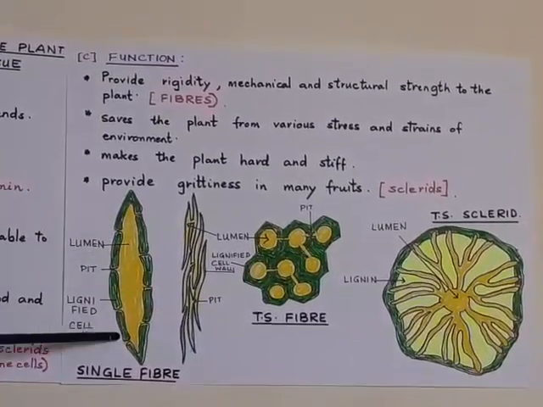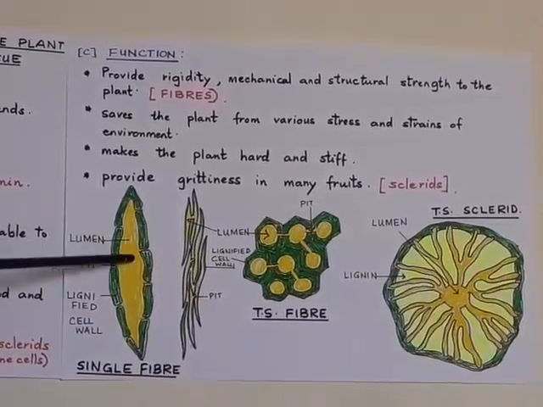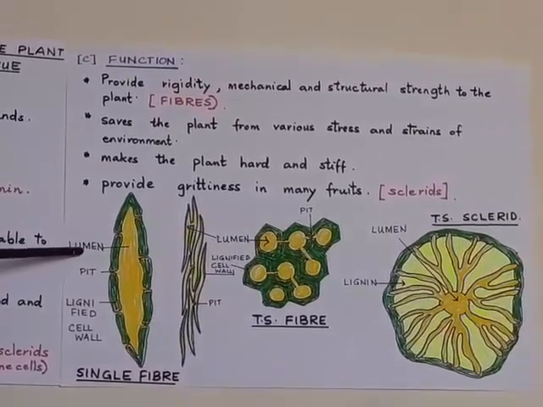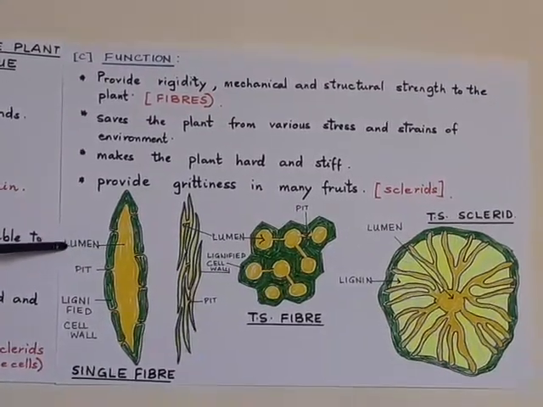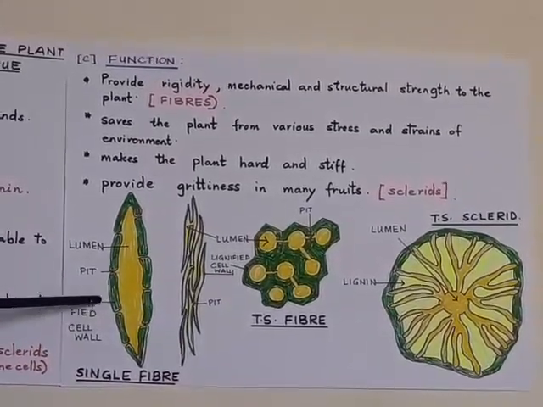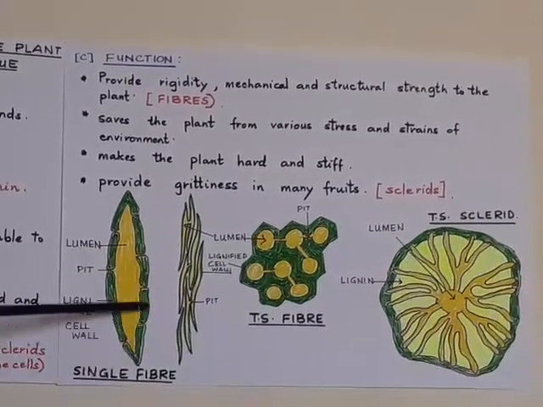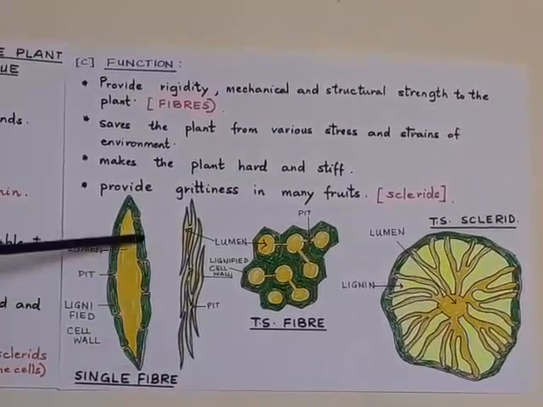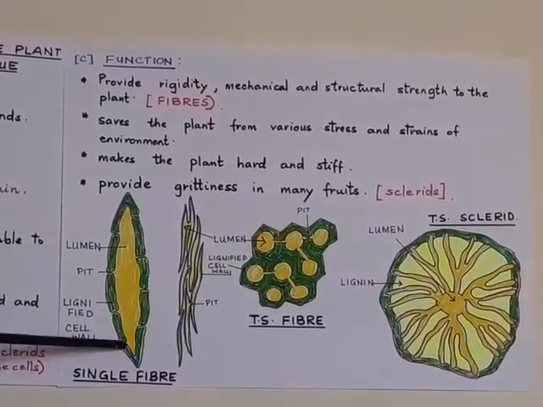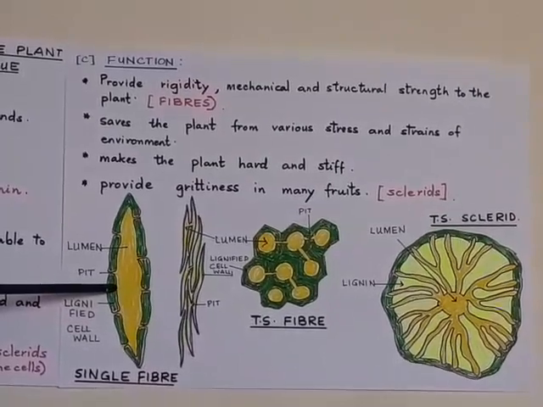Now this is the diagram of a single fiber. As you can see, it has a hollow space here, which is known as the lumen. The term lumen is always used for the hollow space. Now these are the fine openings which are known as pits, and they have a very, very heavy deposition of lignin around the lumen, or the cell wall has high deposition of lignin, and therefore it becomes very, very thick.